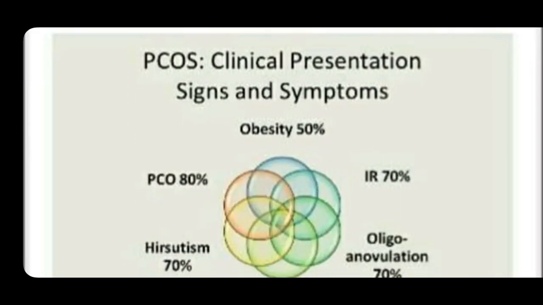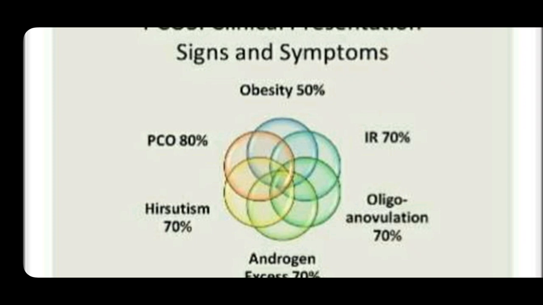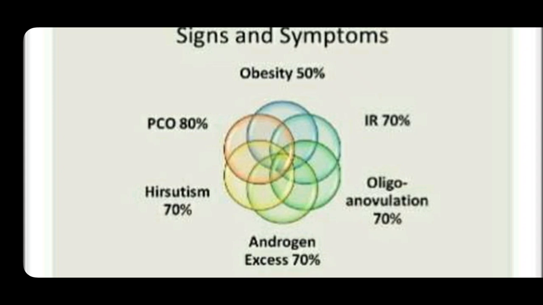So the clinical presentations of PCOS: 50% of patients present with obesity, 80% have cyst in the ovary, that is polycystic ovary, 70% have hirsutism, androgen excess, oligomenorrhea, and insulin resistance. So we mainly suspect PCOS when an obese woman during her reproductive age presents with menstrual irregularity. On examination, you find features of androgen excess, that is hirsutism, and features of insulin resistance, that is obesity, acanthosis nigricans. You suspect a case of polycystic ovary. Then you go for ultrasonography, and you find the characteristic cysts in the ovary.